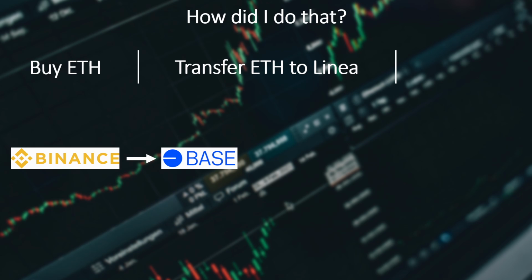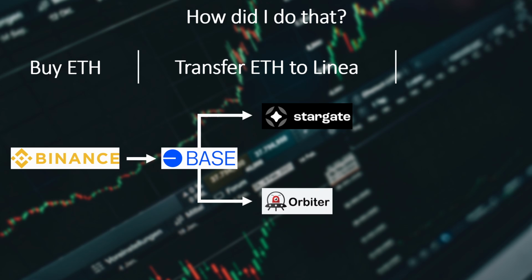Once I got my ETH on Base, I used 2 bridges to farm more airdrops. One is Stargate, which can qualify me for a potential LayerZero airdrop, and the other is Orbiter, which is also a potential airdrop opportunity. These bridge transfers cost around $2 each, so make sure you have enough Ethereum to pay the gas fees.